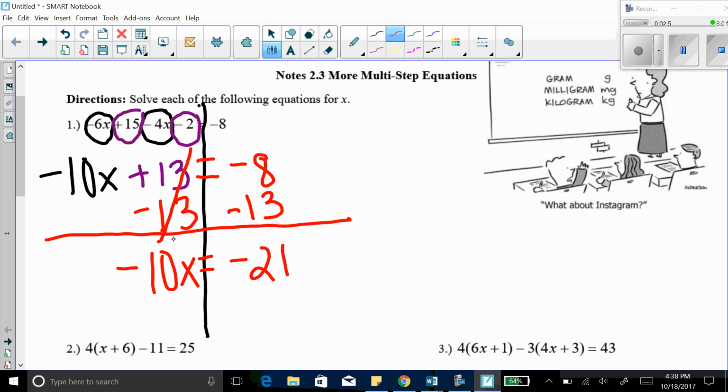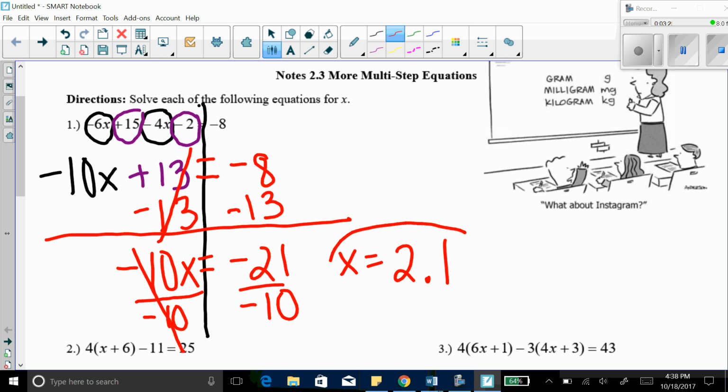Now, to get rid of things that are being multiplied, and I know they're being multiplied because the 10 and the x don't have a sign in between them. You would add 10x if it had a plus sign, or I'm sorry, a subtraction sign in between. There's no sign in between the negative 10 and the x, so they're being multiplied. And to undo multiplication, we divide by negative 10 on both sides. Those will cancel, and you get x equals negative 21 divided by negative 10. That is 2.1. Circle your answer, and you are done.